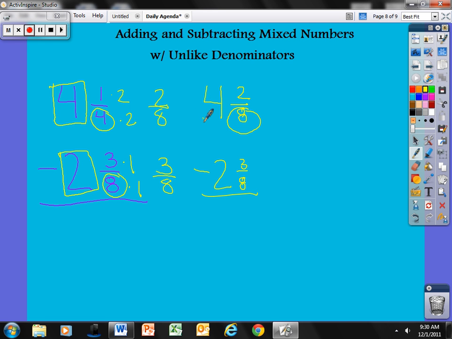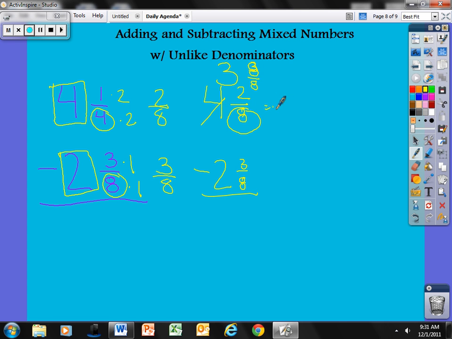I am going to rename this. I'm going to say, hey, you know what? I still have the 4 wholes, but I'm just going to rename one and say, I have 3 wholes and 8 eighths. This is still 4 because 8 eighths is 1 whole. 1 whole plus 3 is still 4. But because my denominator is 8 here, I know that each whole is broken up into 8 equal pieces.